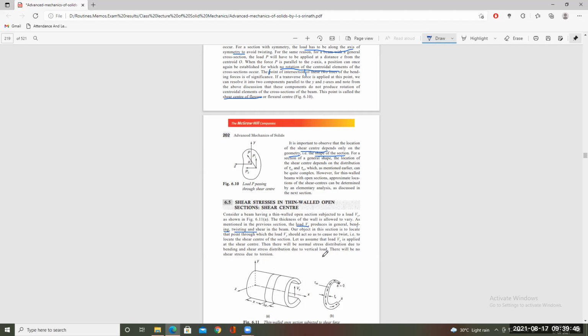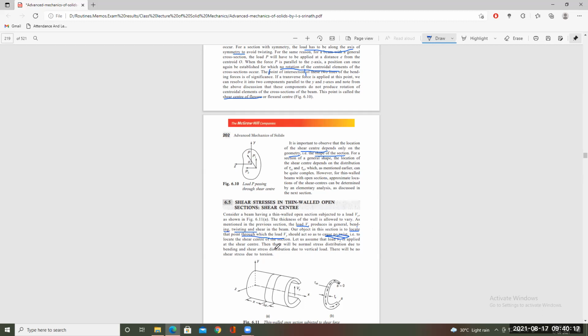Now, what we have to do is locate a point through which the load Vy should act so that it does not cause any twist. Here, Vy will not cause any twist itself. We have to locate that particular point here. That is to locate the shear center of the section itself.